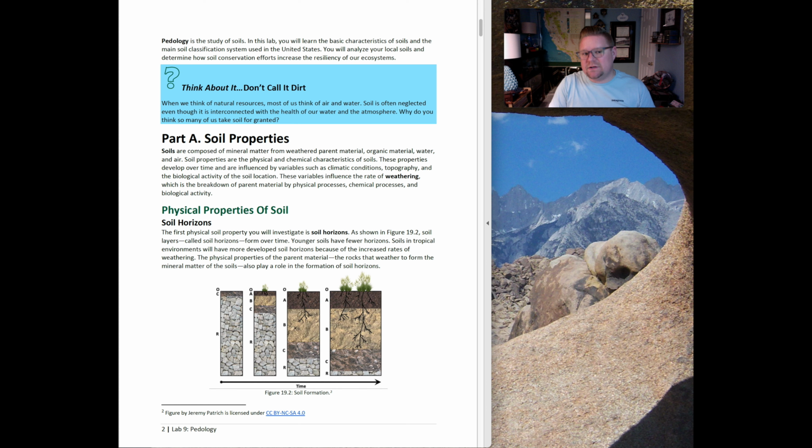Now Part A introduces the soil properties. Soils are composed of mineral matter from weathered parent material, organic material, water, and air. Soil properties are the physical and chemical characteristics of soil, which in most cases are direct results of weathering. So the first thing that we can observe here is figure 19.2, which is the soil formation.